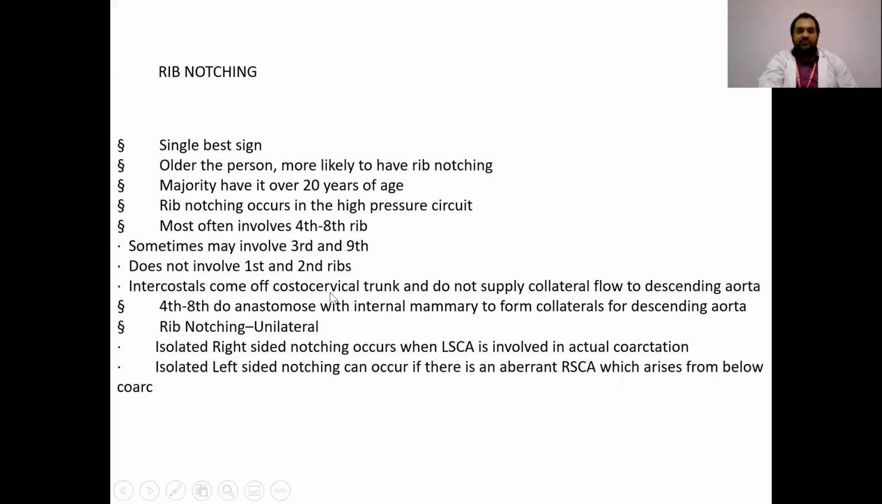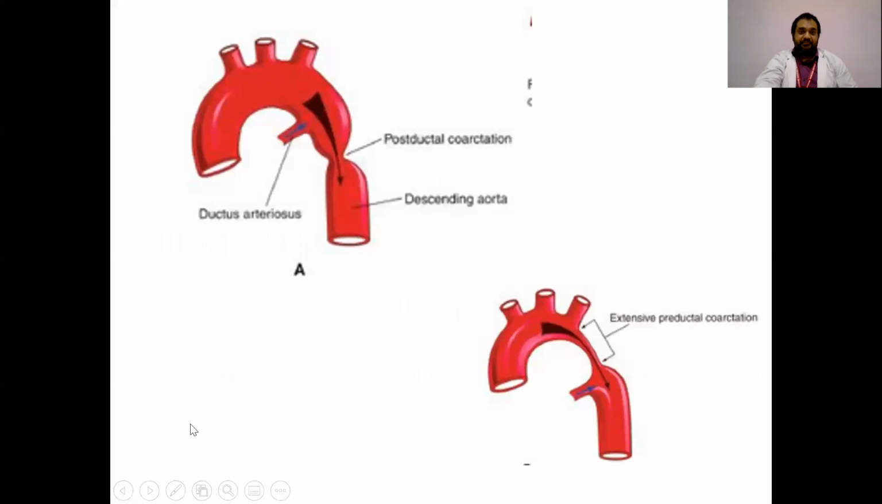The first and second intercostals come off the costocervical trunk and do not supply collateral flow to the descending aorta. The 4th to 8th intercostals anastomose with the internal mammary to form collaterals for the descending aorta. Unilateral rib notching: isolated right-sided rib notching occurs when the left subclavian artery is involved in the coarctation. Isolated left-sided notching can occur if there is an aberrant right subclavian artery which arises from below the coarcted segment.